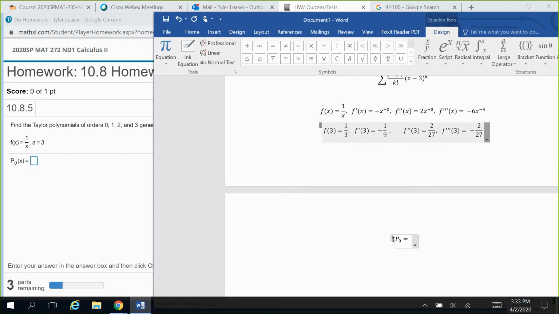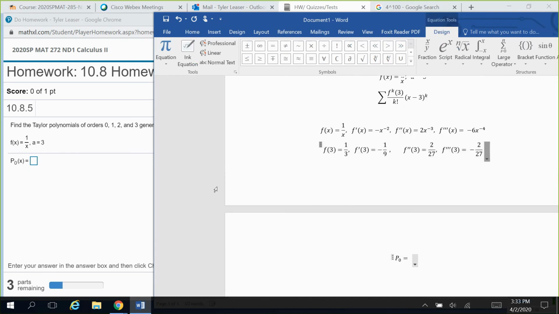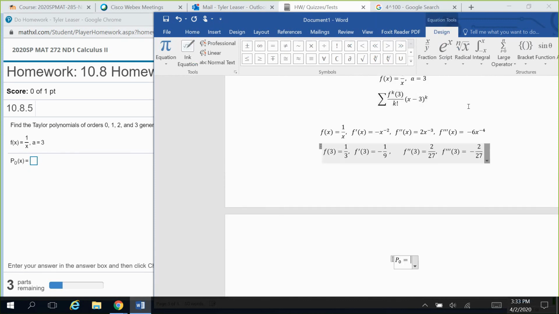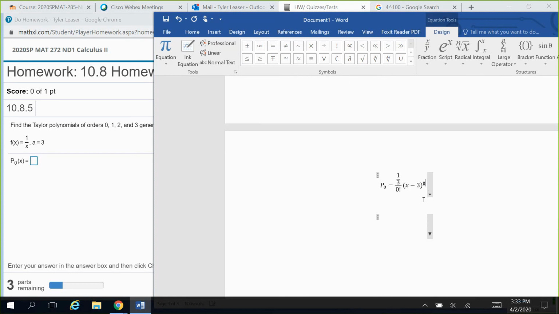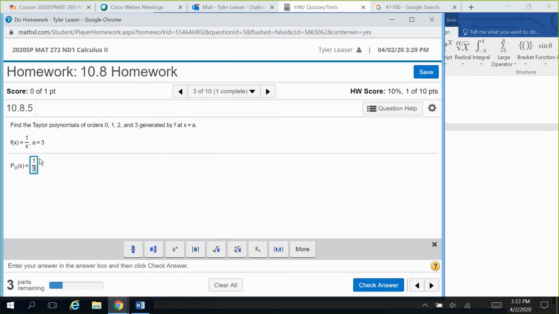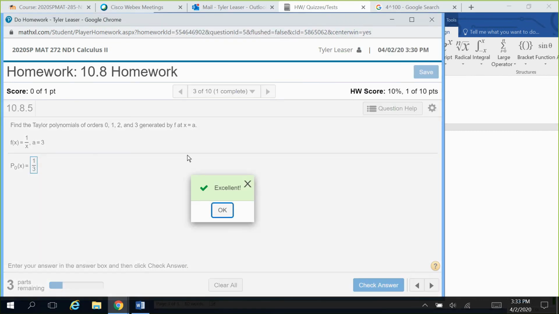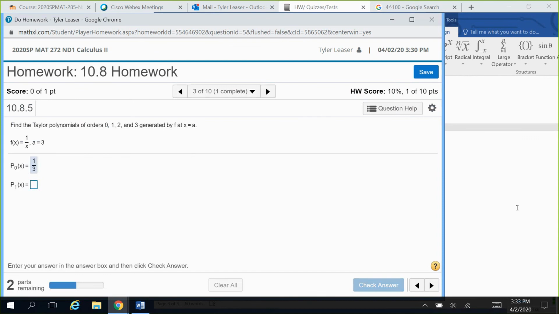So P0 is just going to be the first term of the Taylor series when k is 0. If I plug in k equals 0 in all of this, it's just the function as is at 3, which is 1/3, divided by 0 factorial times (x minus 3) to the 0. Now 0 factorial is just 1, and of course anything to the 0 power is 1, so that's just going to be 1/3. And that's all it is. So P0 is just the first coefficient of your series, for us 1/3.